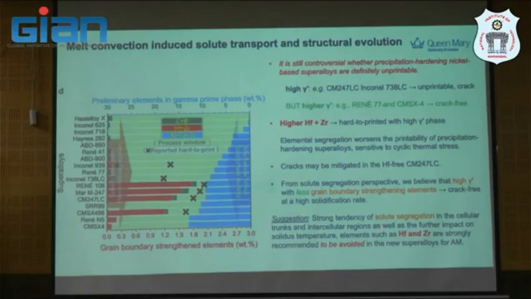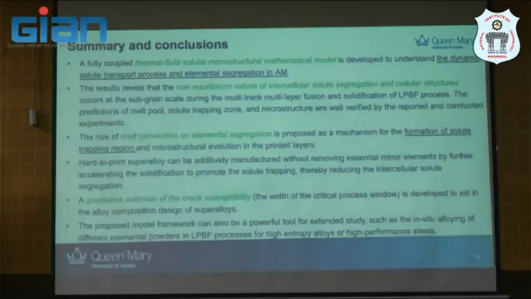So the suggestion is that strong tendency of solute segregation in cellular trunk and intercellular region will further impact the solidus temperature. As we said before, the freezing range is changed, and that will change the solidus temperature as well. So elements such as hafnium and zirconium are strongly recommended to avoid. So we want to remove them if possible. Whether or not it's possible is another question.